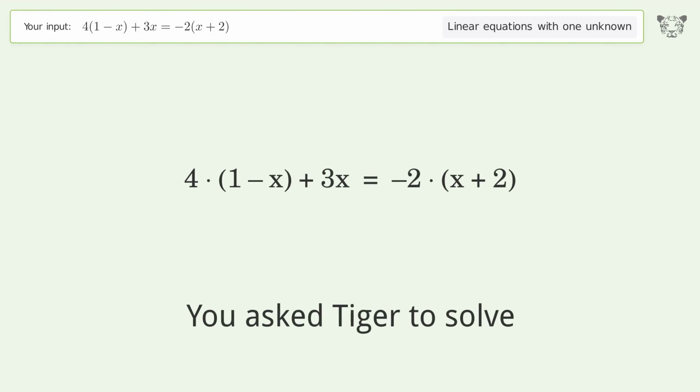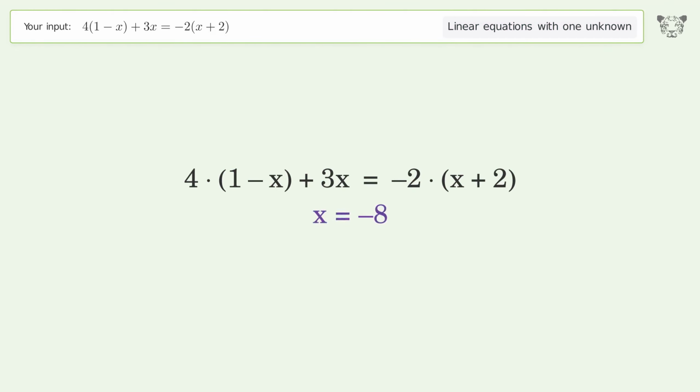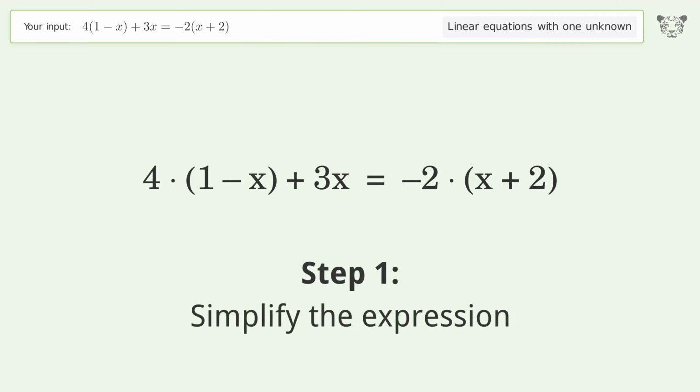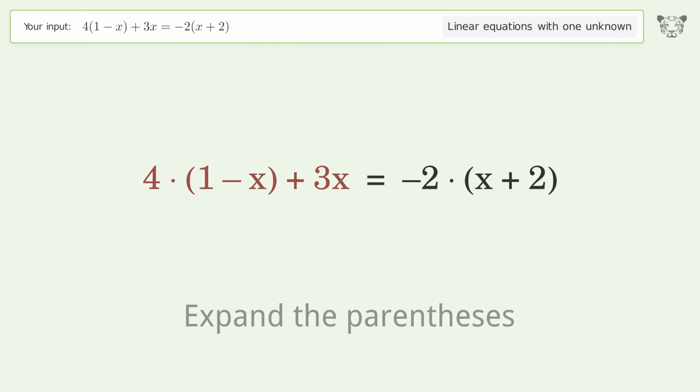You ask Tiger to solve this. It deals with linear equations with one unknown. The final result is x equals -8. Let's solve it step by step. Simplify the expression. Expand the parentheses.